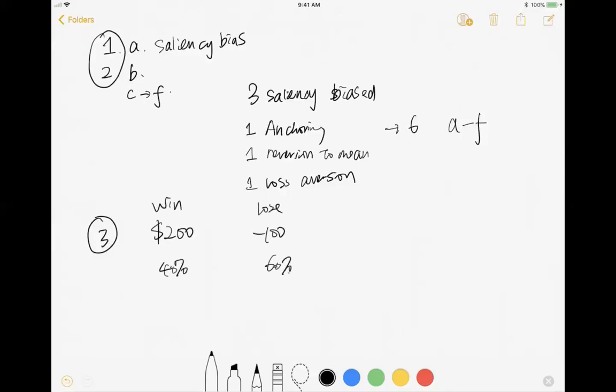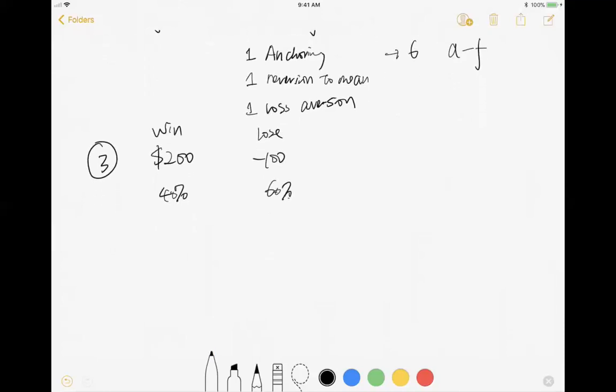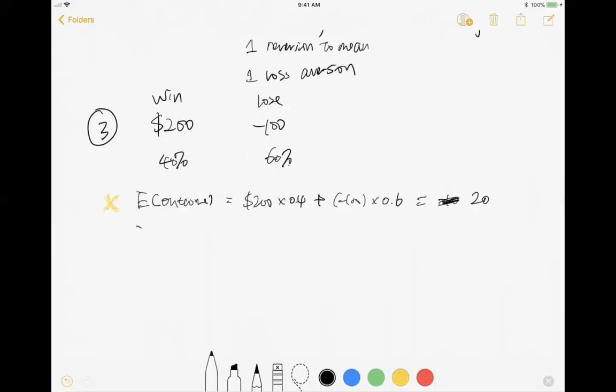So we can do the expected value of the outcome. So expected outcome equals 200 times 0.4 plus negative 100 times 0.6, which equals negative 20. Am I right? Oh no, since it's about the utility level, this is not correct. Since he's making his decision based on utility, I think we have clarified what is the expected utility.